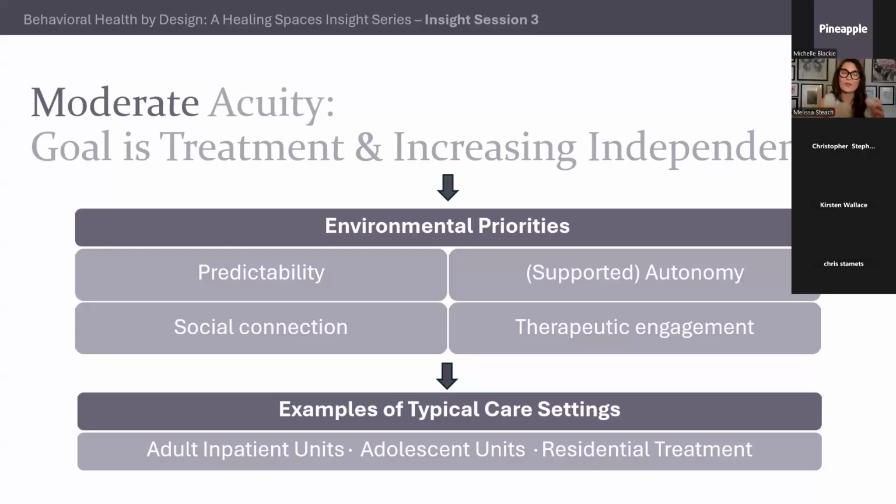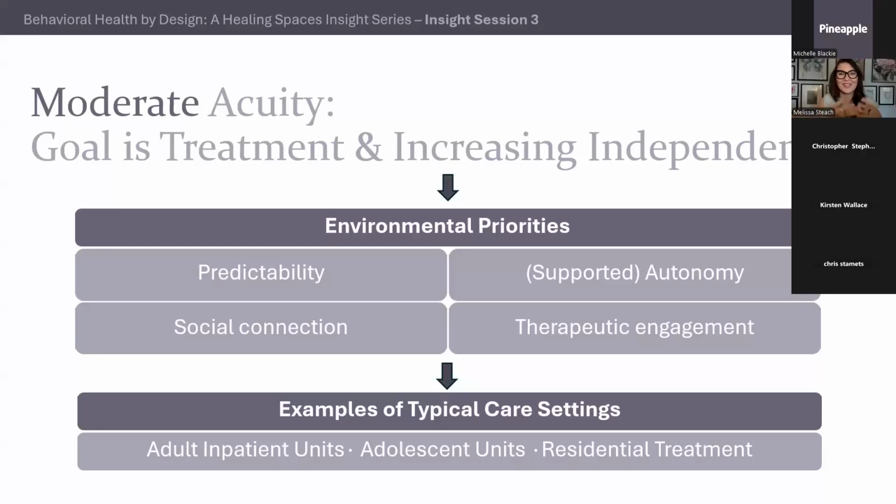Here, environmental design should begin restoring a sense of normalcy. Patients benefit from spaces that offer meaningful choices. For instance, where to sit, opportunities for privacy, access to communal areas, and environments that encourage positive social interaction. Research in environmental psychology consistently demonstrates that perceived control reduces stress and supports psychological well-being.